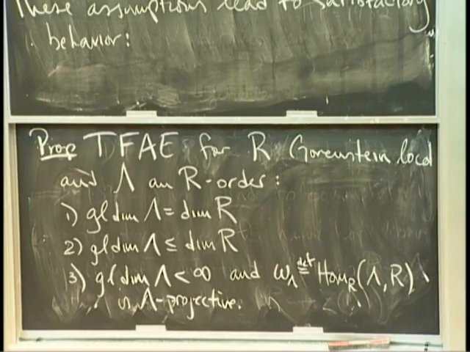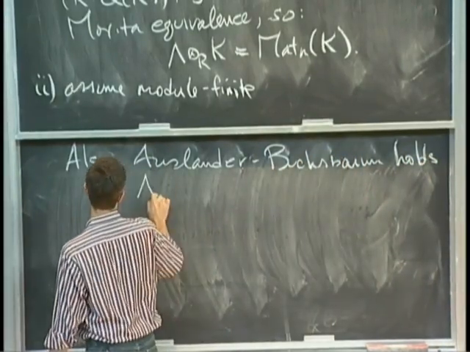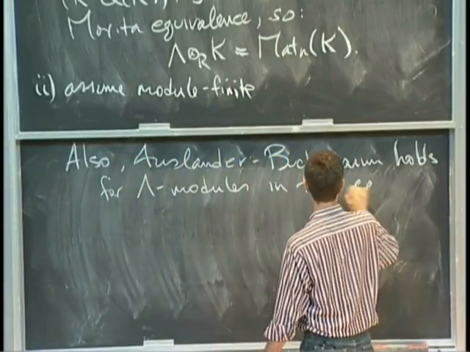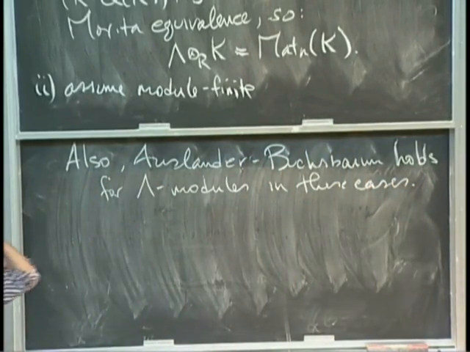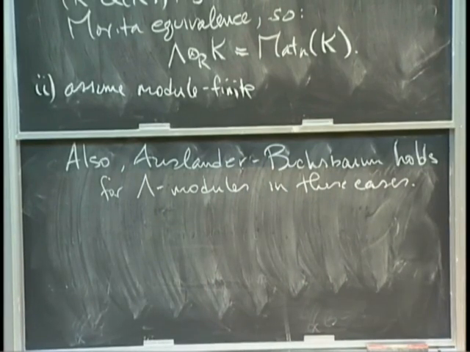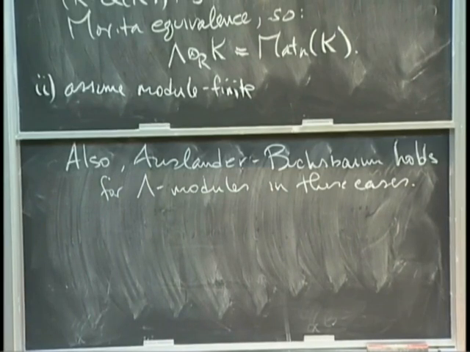Things like the Auslander-Buchsbaum formula hold in these cases. So if you are willing to assume R is a little more than the base that you might accept, but is in fact Gorenstein, and you're willing to assume that lambda is an R-order, you get back the nice behavior of finite global dimension, at least to some extent.